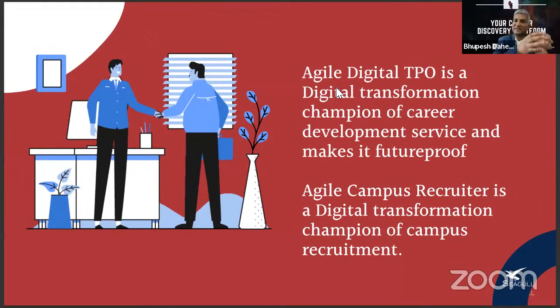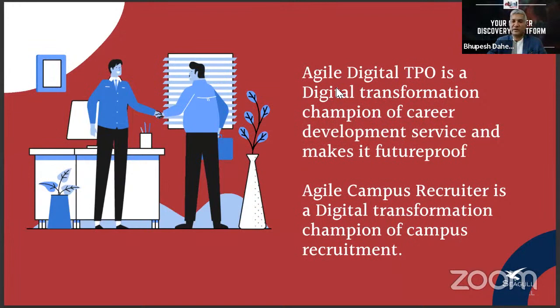On the flip side, an agile campus recruiter is a digital transformation champion of campus recruitment, who will make the career discovery journey smoother for career aspirants, and provide fresh blood to the organization in a very agile fashion. Agility is like a cheetah, right? In Hindi, we say it furtila, right? So this entire digital transformation, automation, and digital tools will give agility to the TPO or the campus recruiter. Now, how do you assess?